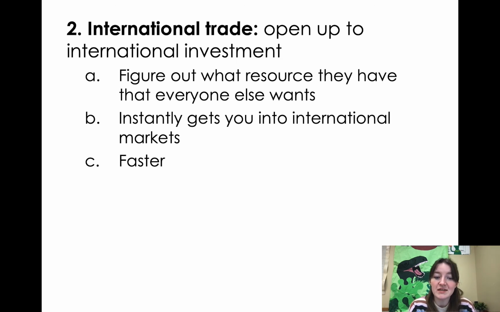Then we instantly get to put ourselves into the international market. If I have gold and everybody wants that, they're going to buy it. Gold is a very valuable resource. Even though we have it in multiple places, it's still fairly scarce, relatively speaking, and highly usable. So that's going to get me into the international market really, really quickly. And this is going to promote much faster development because I have lots of international trade and I'm making lots and lots of money.